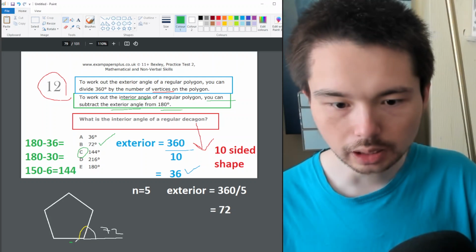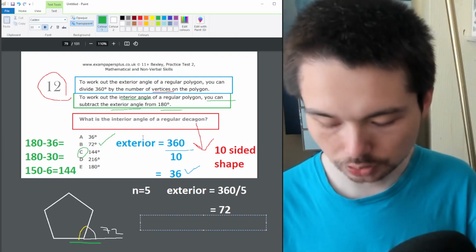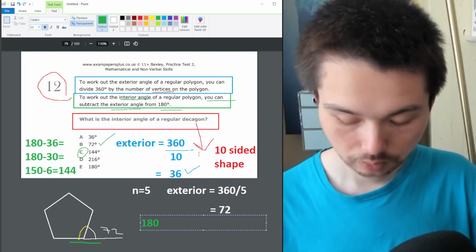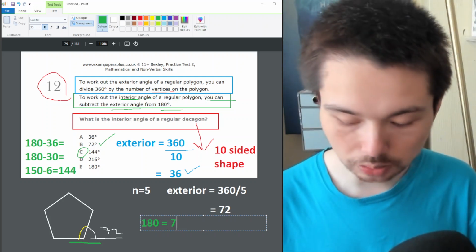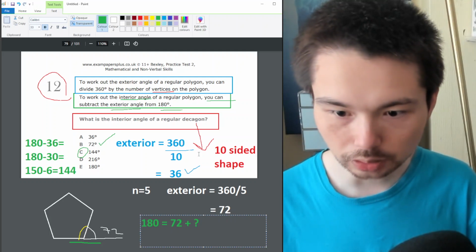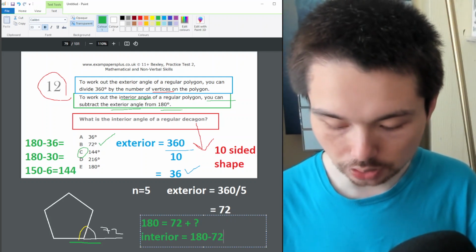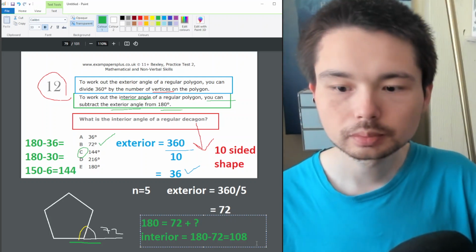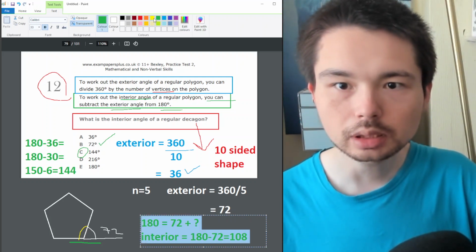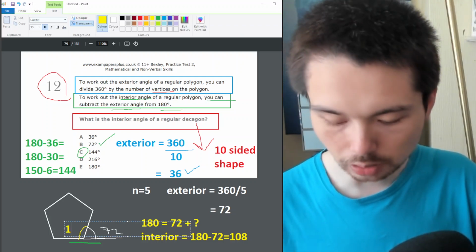Angles on a straight line, they add up to 180. Okay, so what? Well, I'm just applying the green box. 180 is equal to 72 plus what? Well, flip it round. To work out that angle, which is the interior angle, we do 180 minus 72, which is 108. Okay, I'll just make it light yellow here. There, inside this shape. 108, good.